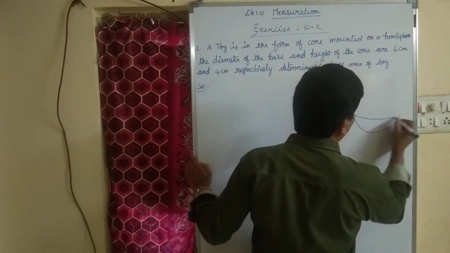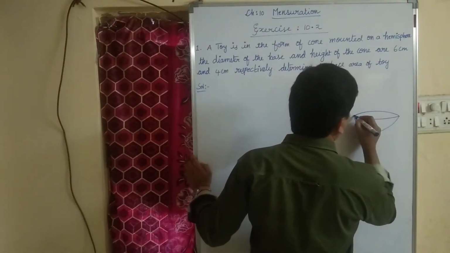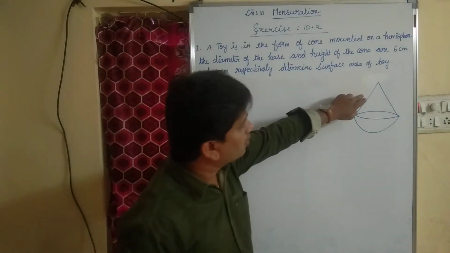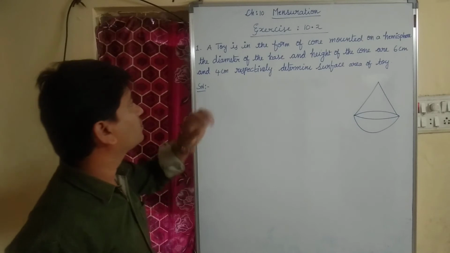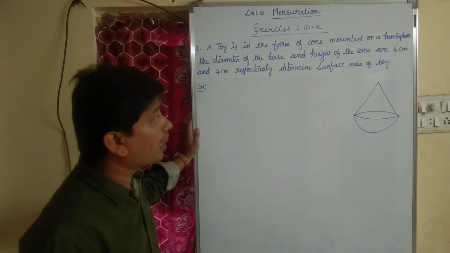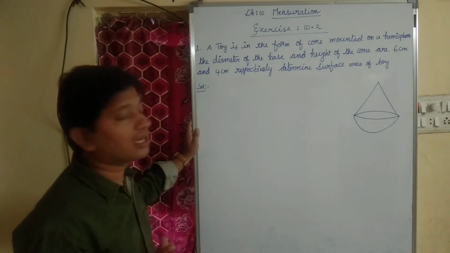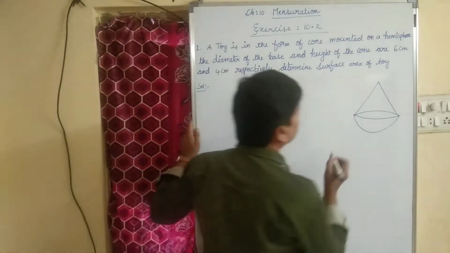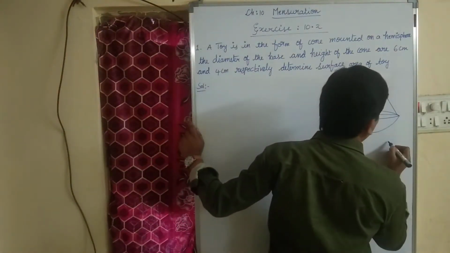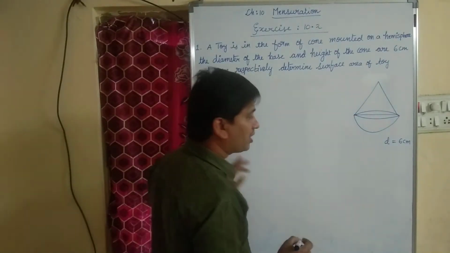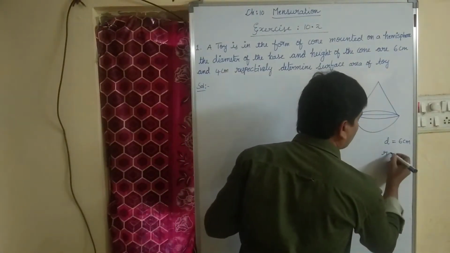This is our hemisphere. This is the cone mounted on the hemisphere. The diameter of the base and the height of the cone are 6 centimeters and 4 centimeters respectively. What is the diameter of the base? Given diameter equal to 6 centimeters. If the diameter is 6 centimeters, what about the radius?